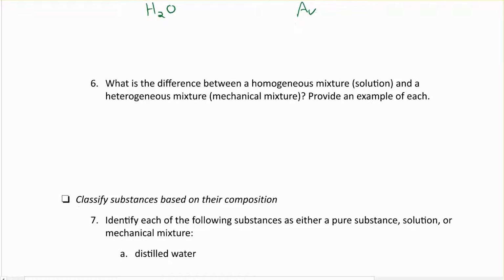What is the difference between a homogeneous mixture, a solution, and a heterogeneous mixture, a mechanical mixture?